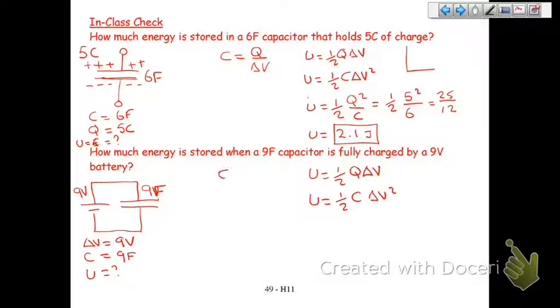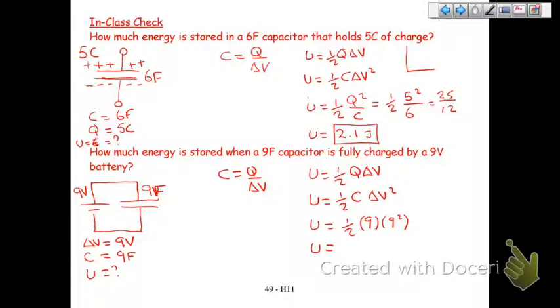How do I know that? Because C is equal to Q over delta V. So let's look. I got C, and I got, oh, that'll do it. So then I simply say, okay, well, U is equal to 1/2. My C is 9, and my delta V is 9 squared. So that's going to be 81 times 4.5.